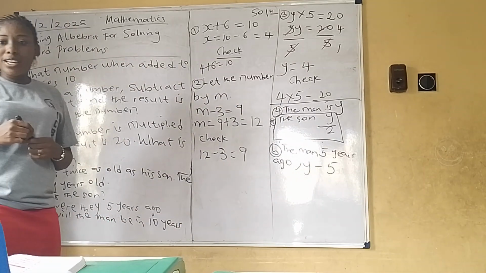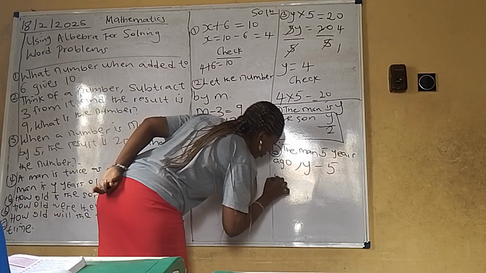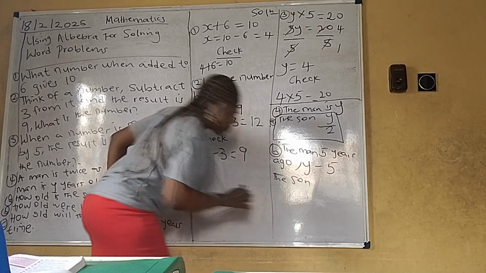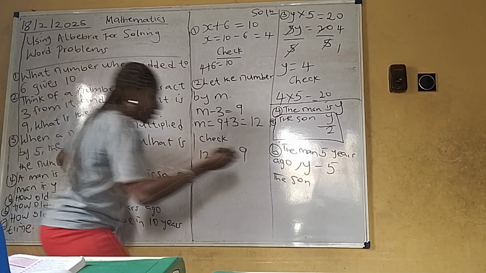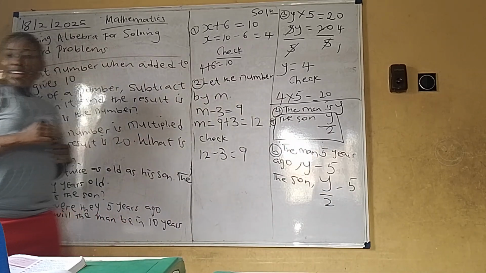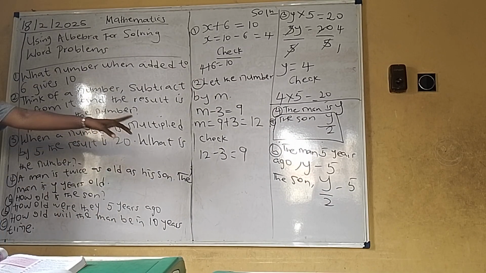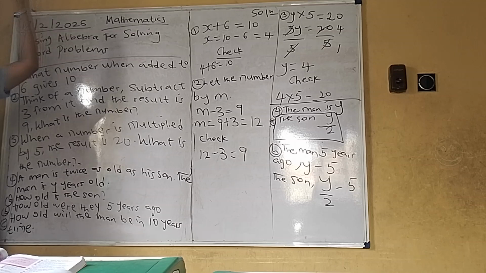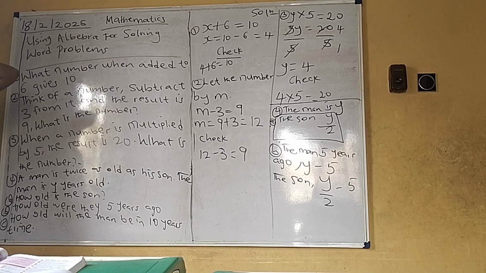What about the son? This is for the man. What about the son? How old was the son 5 years ago? Y over 2 minus 5. Are you seeing it? This is how old the son was 5 years ago. Look at it very well. If you have any question, please let me know. Is it clear? Okay, sit down.